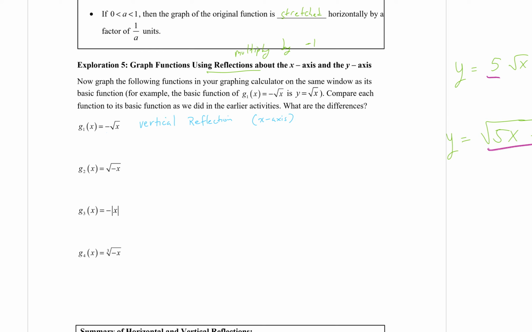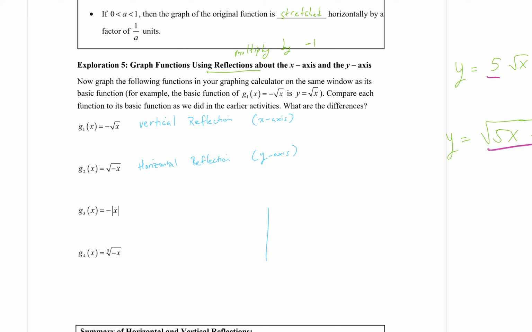Okay? How about if it's multiplying the x inside? Well, guess what kind of reflection that is? That's a horizontal reflection. That's how I want you to interpret or visualize it. So that means that if there's something over here, it's going to reflect horizontally to this side, and that's going to be over the y-axis. So technically, it's a reflection over the y-axis.